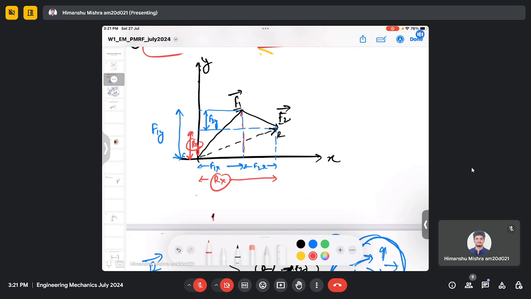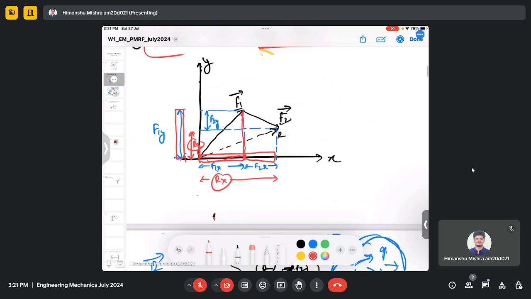You can see the projection here, right? In the x-axis, the contribution from F1 will be this part, and the contribution from F2 is this part. And it is easy to visualize. Similarly, in the y-axis, the contribution of F1 will be this, and the contribution from F2 will be this area.